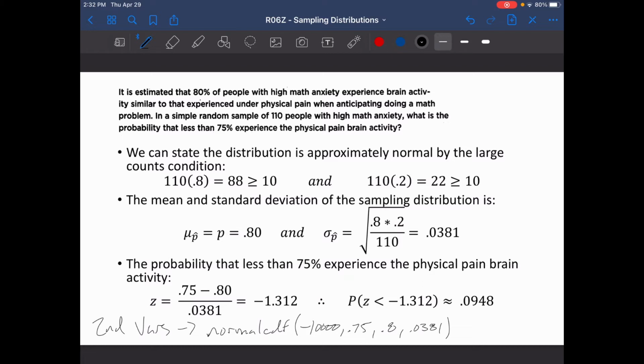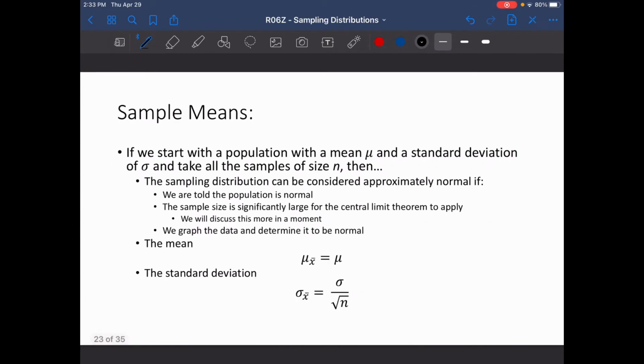When we plug that in, we should get an answer that is very similar to this. I got 0.0947, but 0.0947 will work just fine when you're looking at this. So that is another function that you can use to determine what it is we need to determine in this problem.